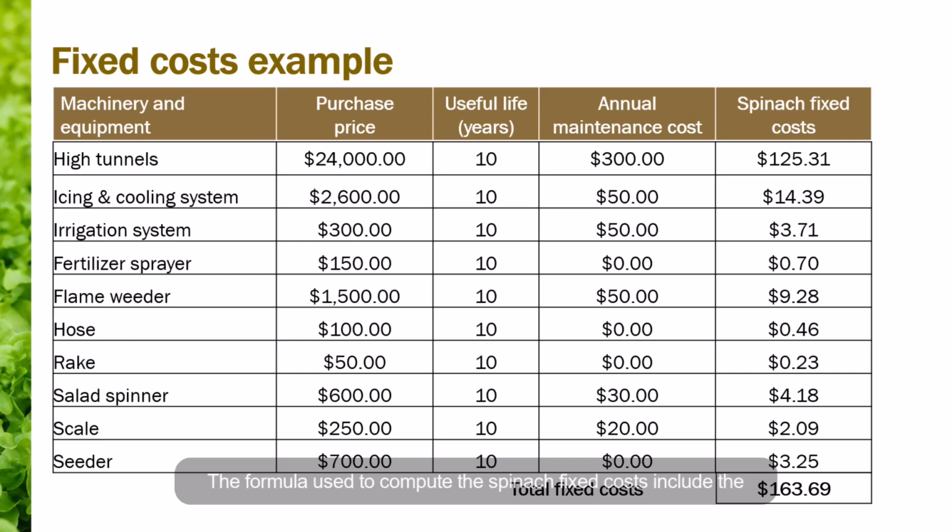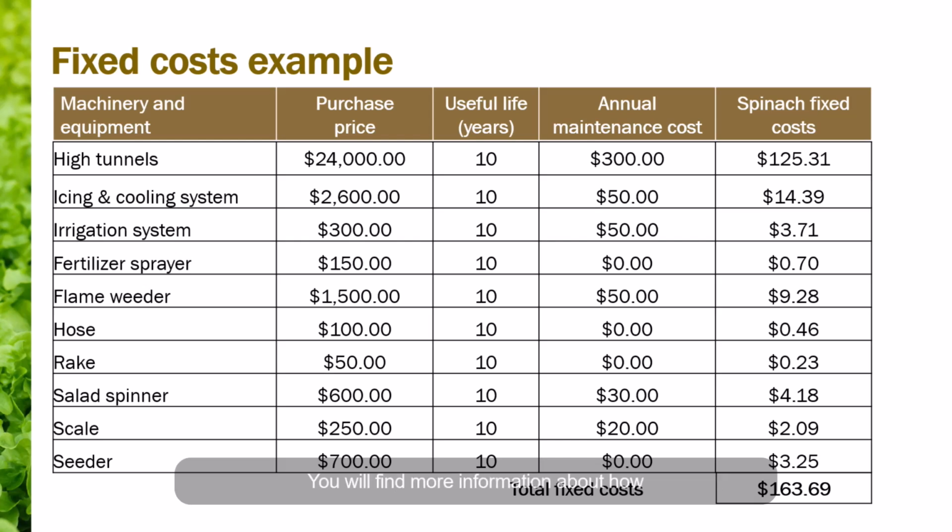The formula used to compute the spinach fixed costs include the purchase price, the number of years which the asset will be depreciated, and the annual maintenance cost. It also considers the total spinach area planted in square feet under the high tunnel and the specific days of the year when the spinach was planted and harvested.